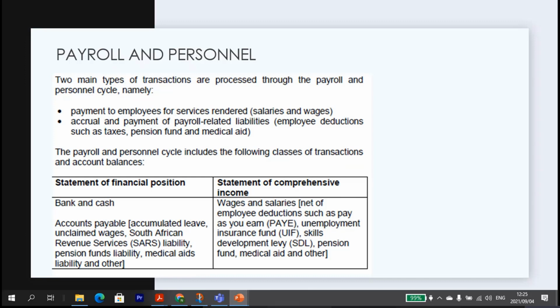The primary transactions and their impact on the financial statements is that on your balance sheet, it affects your bank and cash, because you pay people in cash, right, through your bank. And there's accounts payable for those employee deductions and benefits that you might have. Those are your accumulated leave, your unclaimed wages, your SARS, your pension funds liability, and medical aids, etc. So those are the two line items on your balance sheet, which the cycle affects. And then your income statement, your wages, your salaries, pay as you earn, and UIF, skills development levy, and so on.